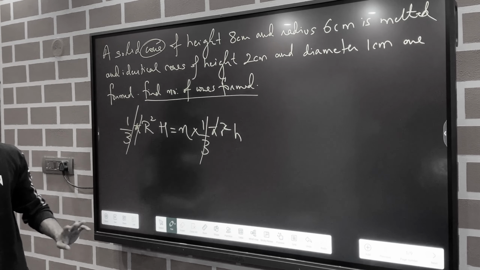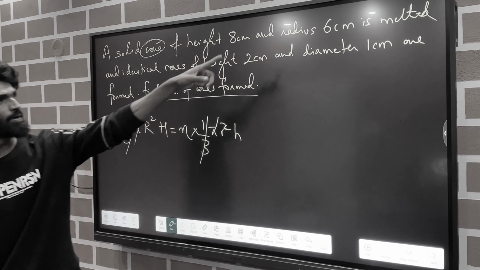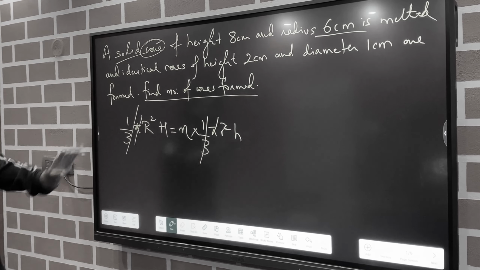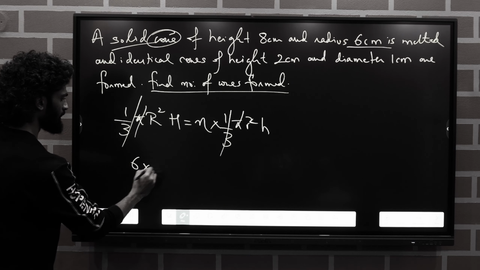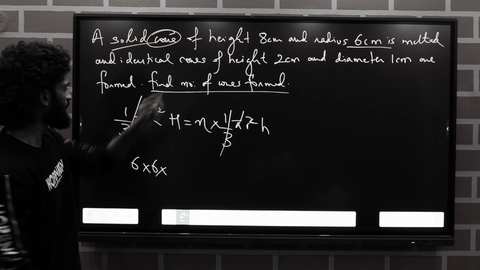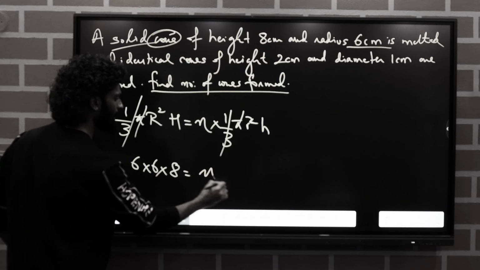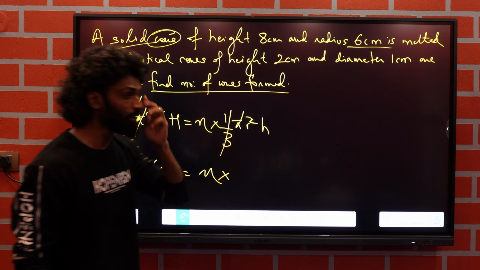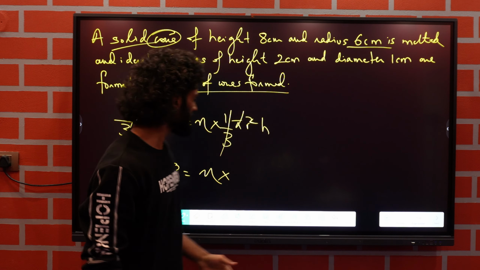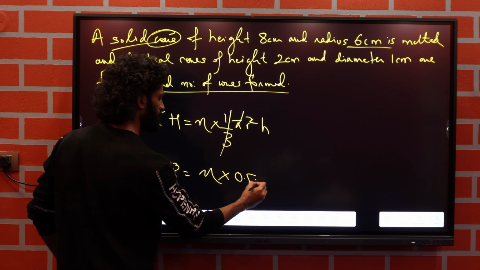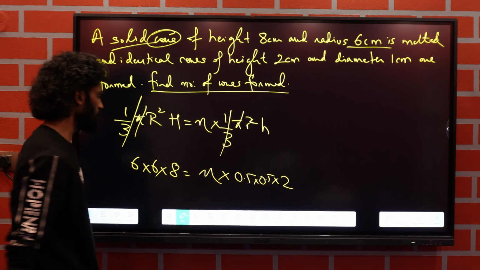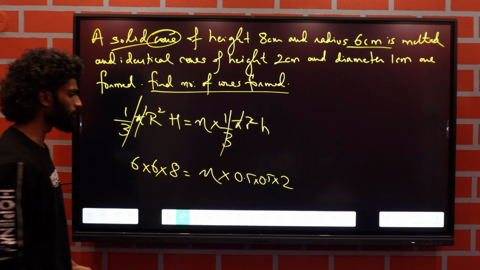Let's start substituting. Do we know the value of capital R? It's given to me here: the solid cone of radius 6 centimeters. That's good enough for me. So I'll write 6 square. H is 8, equals n, I'll keep as it is, into r square here. Careful. Diameter is given to me, which means the radius will be 0.5, so 0.5 into 0.5. h also I know equals 2. Now can you find the answer? Automatically you'll be able to get the answer.